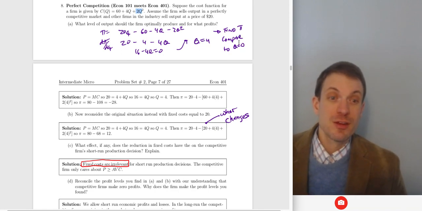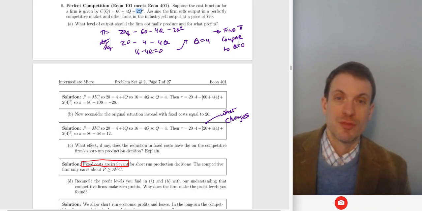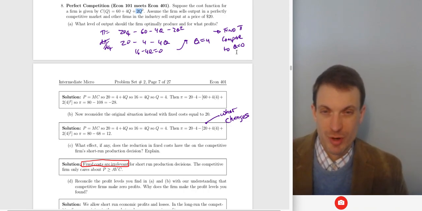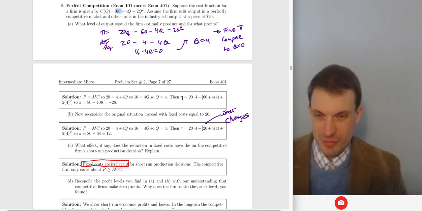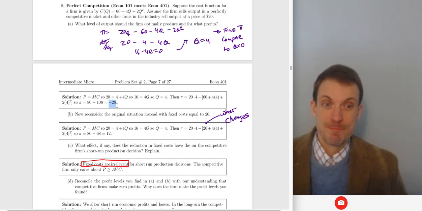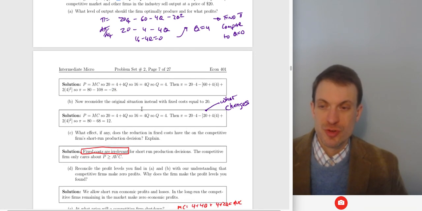To find if they actually want to produce here, we have to compare what's going to be the profit where quantity is equal to 0. Well, when quantity is equal to 0, we lose 60. That was our fixed cost. What's going to be our profit when we actually produce? Well, that's this right here. So profit is going to be 20 times 4, minus 60 plus 16 plus 32. So our profit is going to be 80 minus 108, or minus 28. Minus 28 doesn't look good, but it's bigger than minus 60. So this firm's going to want to produce in the short run, exit in the long run.